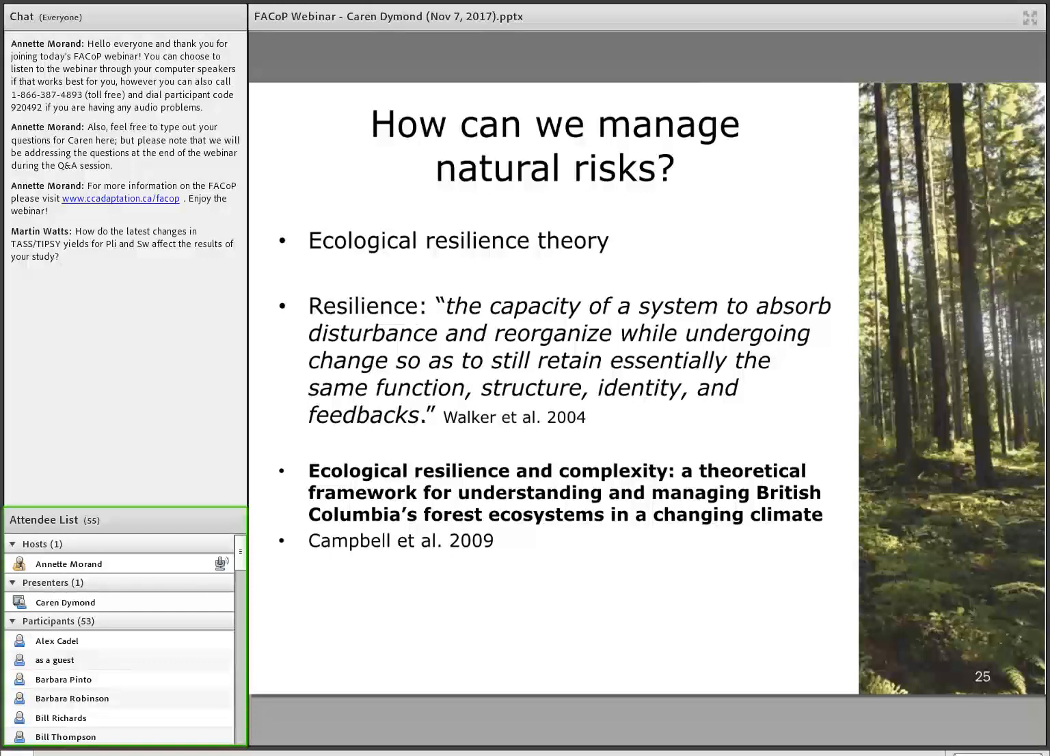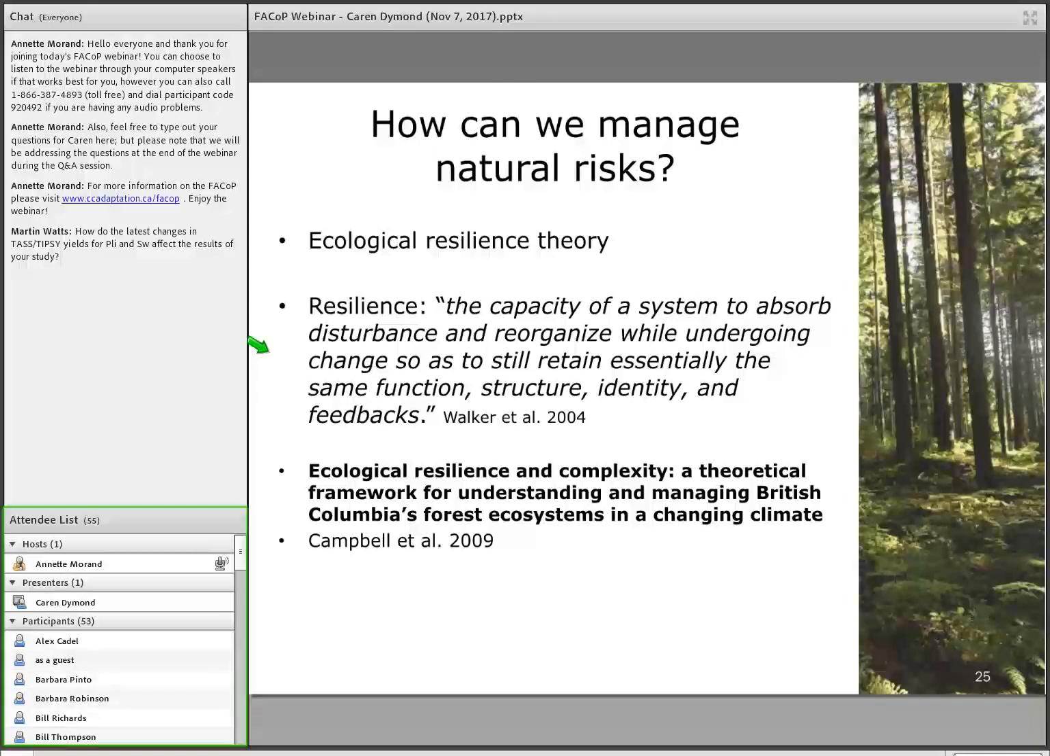So I want to give a little bit of background to answer the question that we identified on the previous conclusion slide a couple slides ago, and that is, how can we manage natural risks? There's more than one answer to this question, but the one we focused on comes from ecological resilience theory. Our ministry published a technical report in 2009 that recommended ecological resilience and complexity as a theoretical framework for helping manage British Columbia's forests going forward.